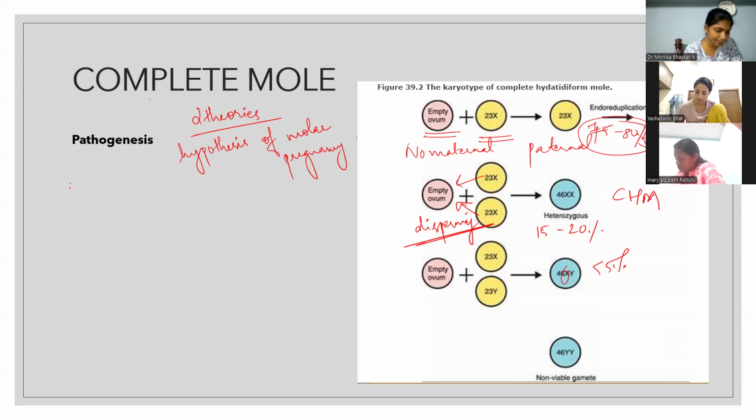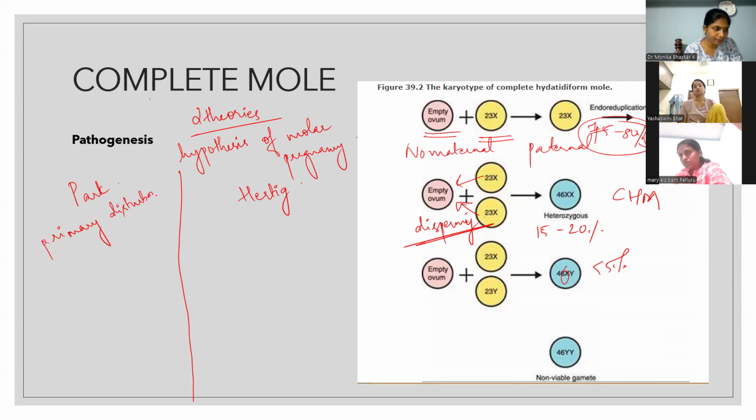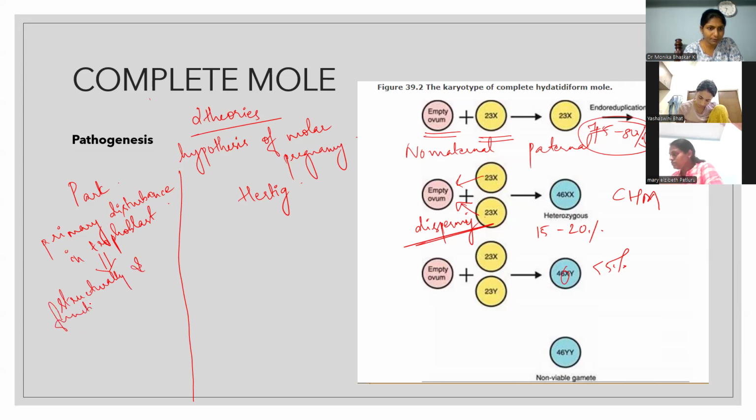So one is the Park hypothesis. The other one is the Hertig hypothesis. So what is the Park hypothesis? Firstly, there is a primary disturbance in the trophoblast. Because of this genetic alteration, there is disturbance in the trophoblast. So this results in structurally and functionally abnormal trophoblasts.